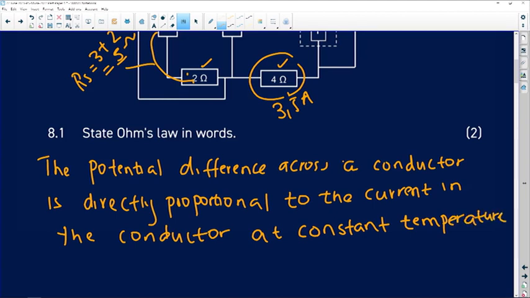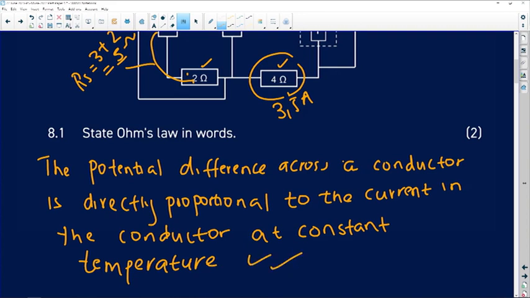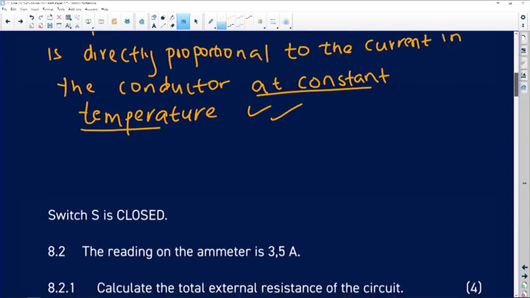All right. That's how you get your 2 full marks there. The potential difference across a conductor is directly proportional to the current in the conductor at constant temperature. So what are we marking for here in the exam? You should be able to have constant temperature, and you must also talk about the proportionality there, which is directly proportional. Let's go to the next question.